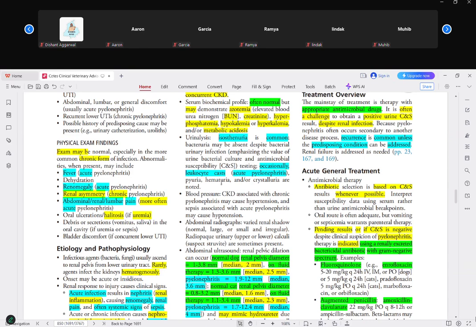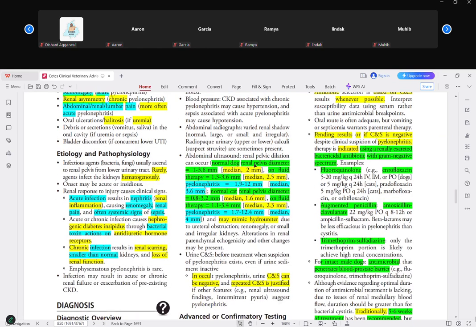You can check the blood pressure in the animal. You need to do an abdominal ultrasound and check the diameter of the renal pelvis. Normally it should be 1 to 3.8 mm, and the median is usually 2 mm. Just remember that 2 mm.